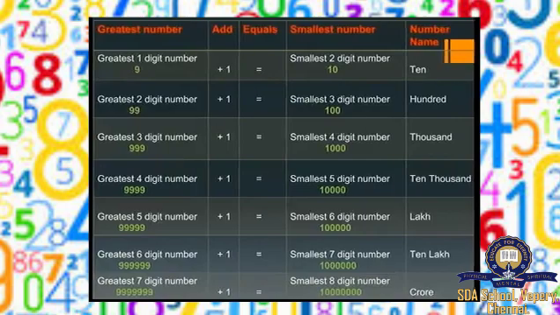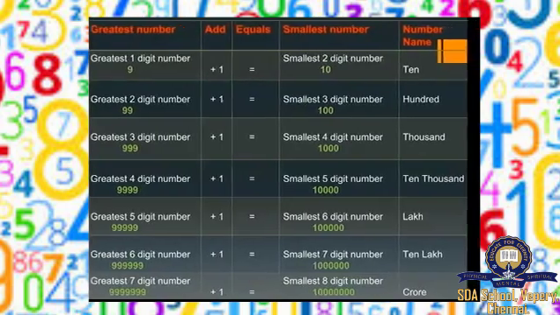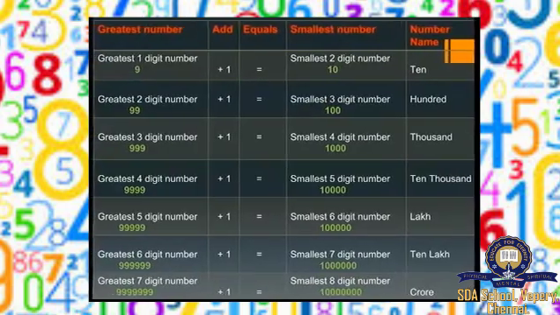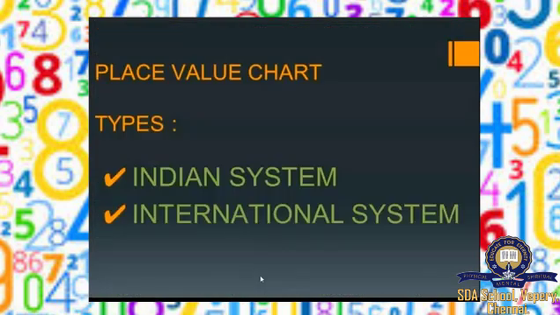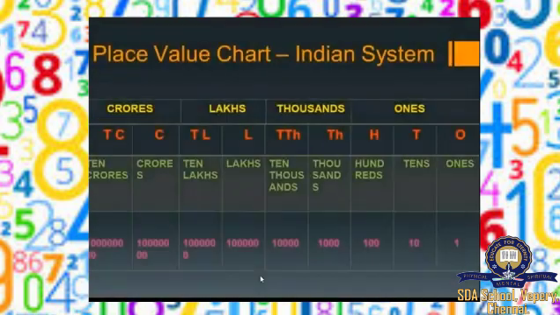So in today's class, you will be learning about the place value chart. The place value chart consists of two types, the Indian system and the international system. In today's class, you'll be learning about the Indian system alone. When you talk about the Indian system, the place value chart consists like this. You have to come from the right hand side.